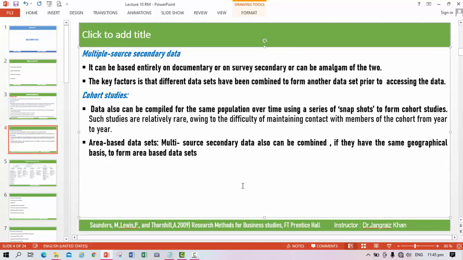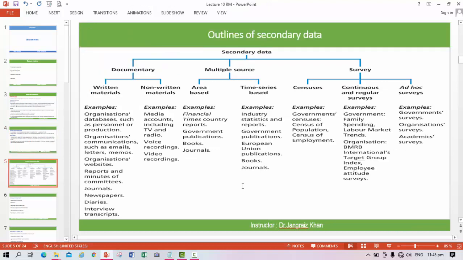Area-based data sets. Multi-source secondary data can also be combined if they have the same geographical basis to form area-based data sets. These are the different types of the secondary data.